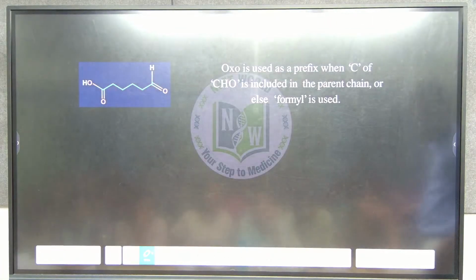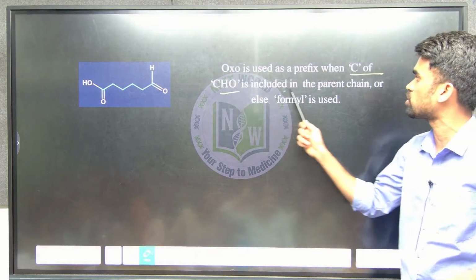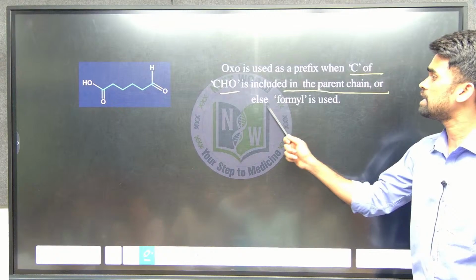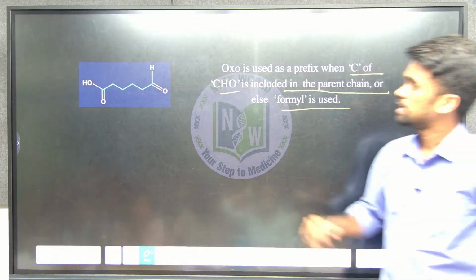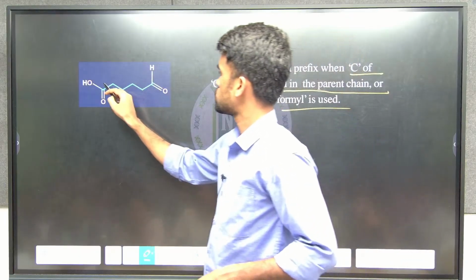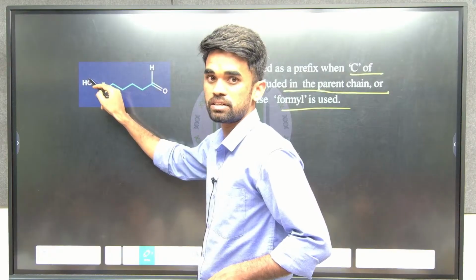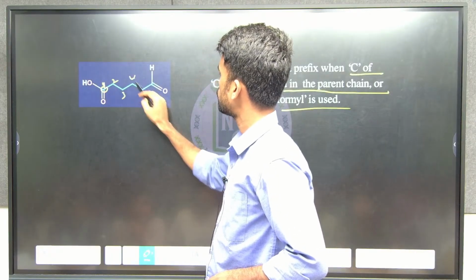Once read this statement beside this. Oxo is used as a prefix when the carbon of the aldehyde is included in the parent chain, or else formyl. If I count, which is the principal functional group out of this? So start from the carboxylic acid carbon, not from this oxygen. So 1, 2, 3, 4, 5, 6.